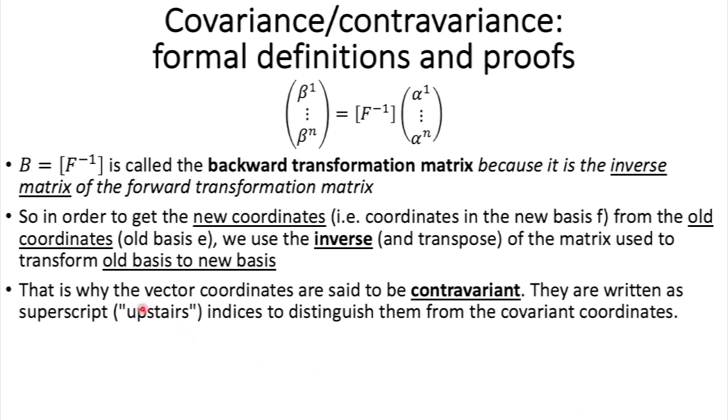So here, what I say is the vector coordinates are said to be contravariant. This comes from the fact that they transform the coordinates in the opposite way to the basis vectors. That's why they are called contravariant.